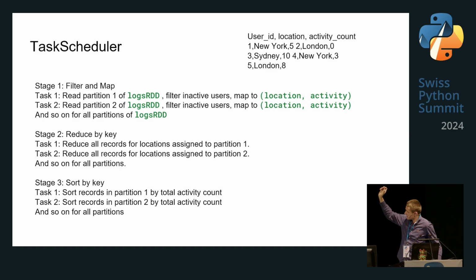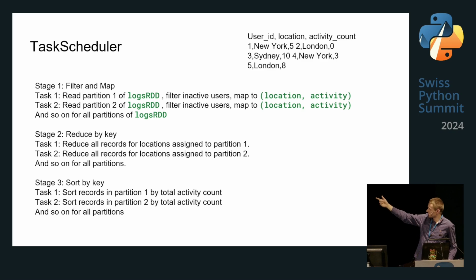To build on the example from earlier, we've got our filter and map stage, and then it breaks that down into tasks. There's a task for each partition of the original data set: read partition 1 of logs RDD, then filter the inactive users, and then create this location activity tuple. It creates a number of stages that it then gives to the cluster manager to run, and it'll do a similar thing for the other stages, stage 2 and stage 3.